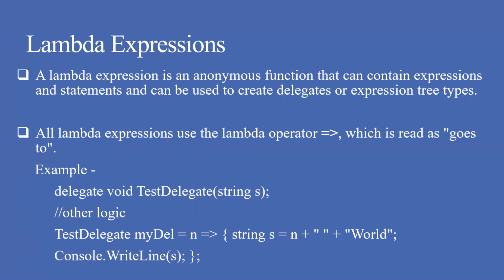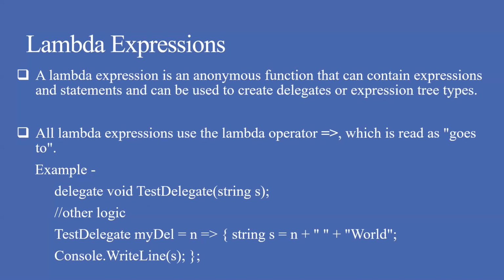Next is lambda expressions. A lambda expression is an anonymous function which contains expressions and statements and is used to create delegates or expressions. Lambda expressions can be used in place of anonymous functions. They replace the anonymous functions with the help of a lambda operator, as you can see on the presentation. It's an equal sign and a greater than sign, which is read as "goes to".